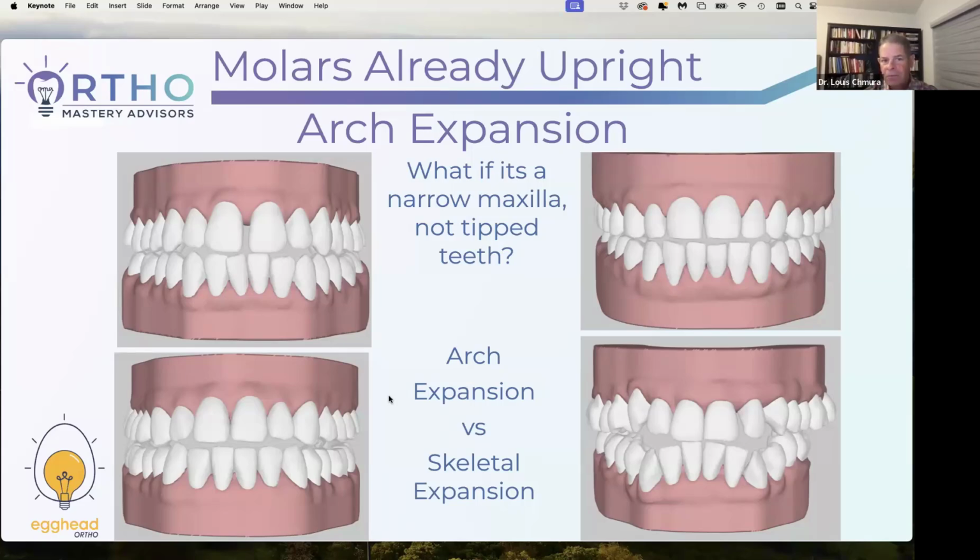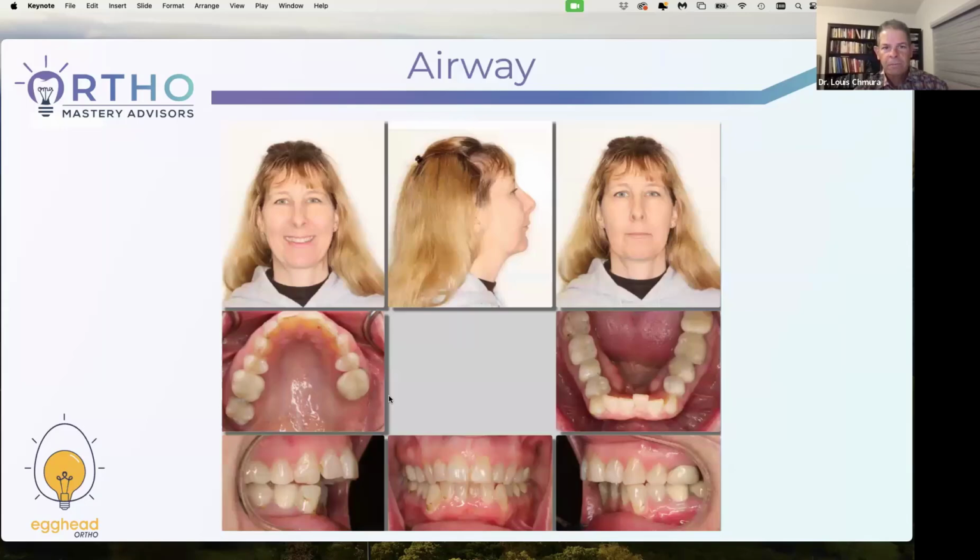If this is the case, if it's a narrow maxilla, fix the maxilla. Make it a normal size. Then you'll have space and you can close that all. It'll be space in the front. You can close it in the front with aligners. Piece of cake. It's a hybrid case.